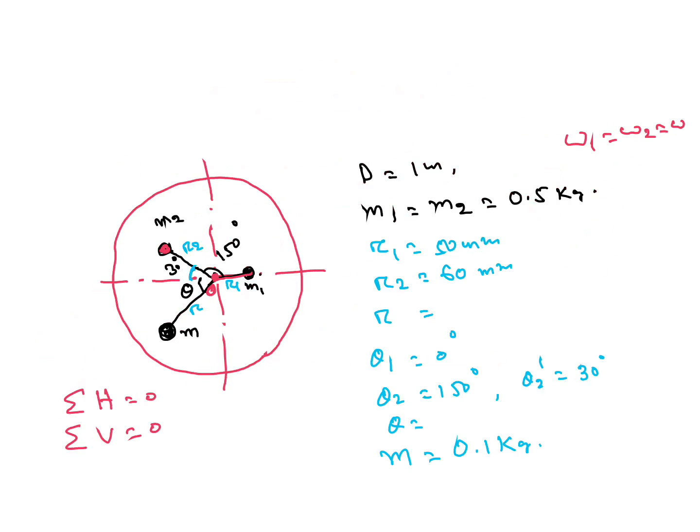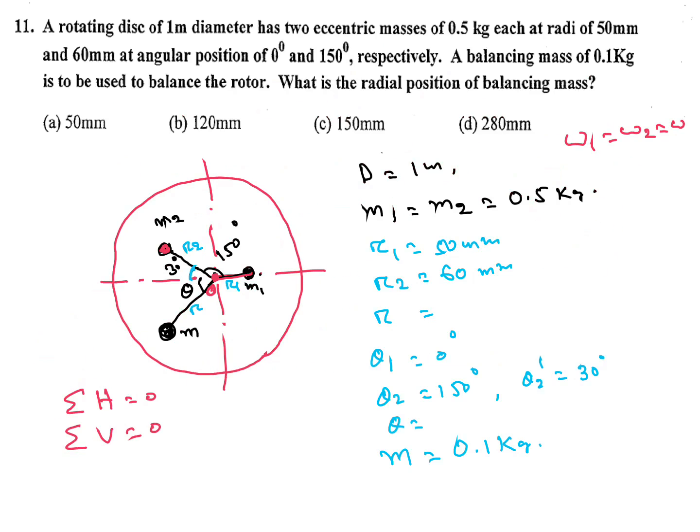What is the radial position of the balancing mass? This R value we got, R equal to 150 mm.